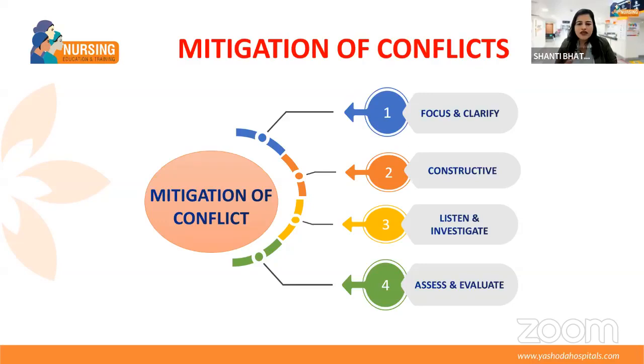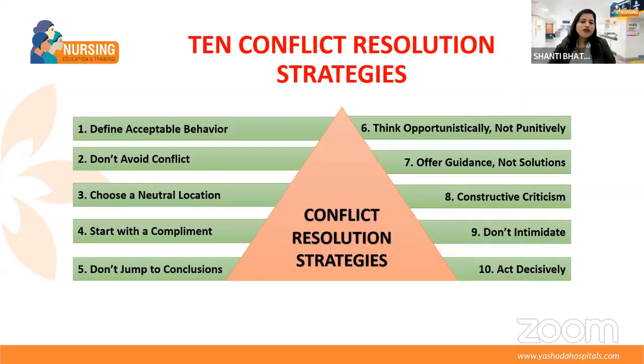After this, the three factors alone will not be enough. We need to always assess and evaluate so that everything works well. Now, the conflict resolution strategies, we have 10. Define acceptable behavior. We need to define and coach and counsel regarding the behaviors of the employees, because they come with a lot of individual differences because of their personality and cultural backgrounds.